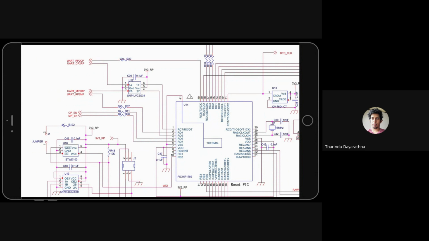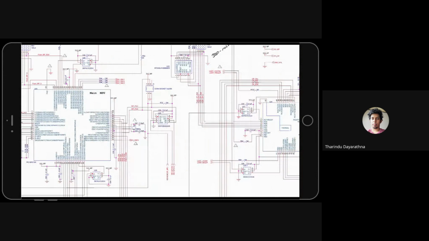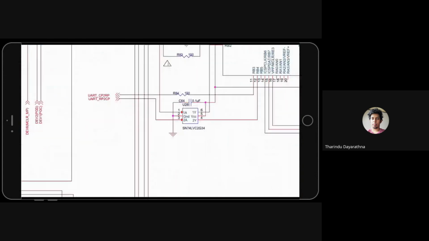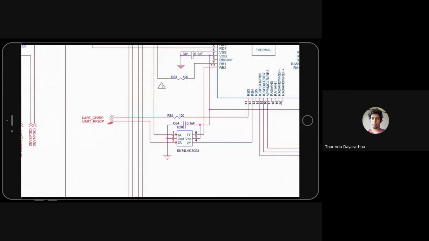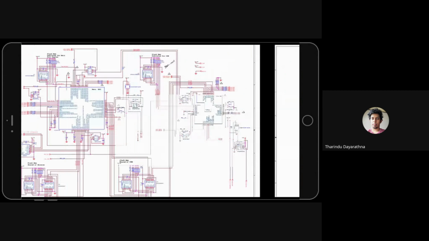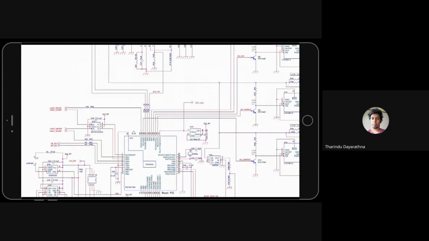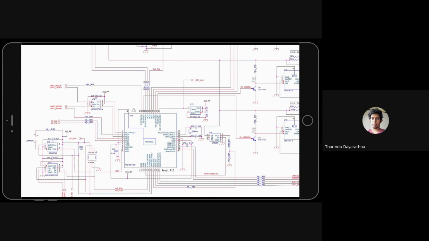So if you see the data line, if you go near the comp peak, you can see the reset peak to comp peak line has its own buffer at the comp peak side. So it's similar to this one. You will understand when you see it. Maybe you will not clearly see it the first time. You have to remember there are buffers near the peak ICs. So those are the UART lines going to different places.